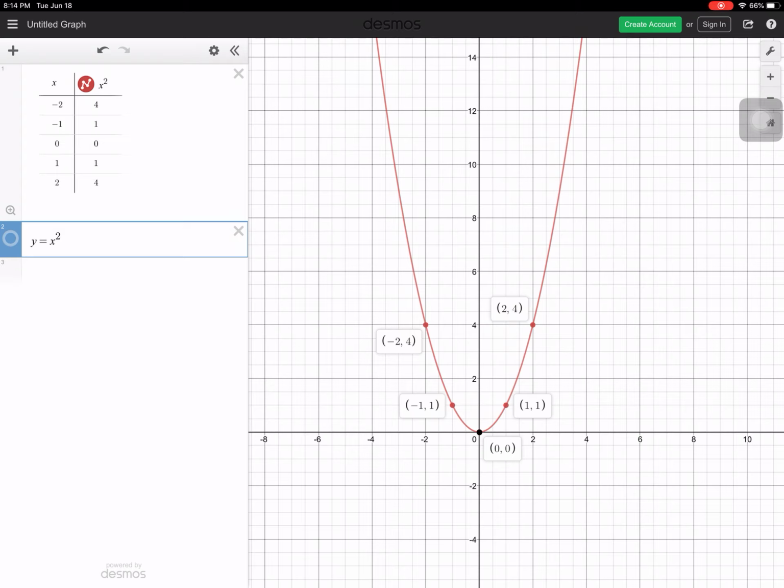And it has very similar values, except when the x values are positive, it's got the same value as the negative x values. The y values are the same, I should say. So you can almost draw lines across it. Okay. So this is a really important one to know.